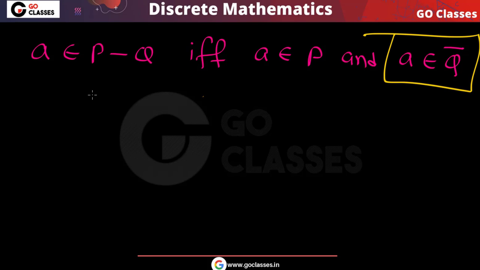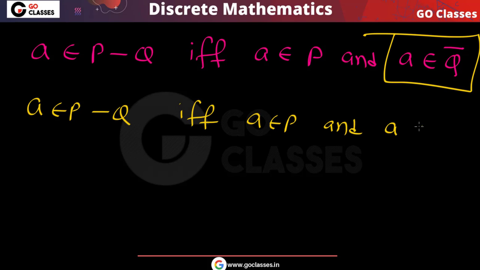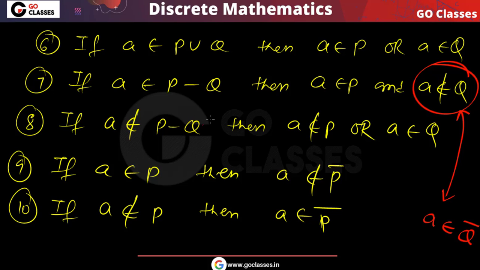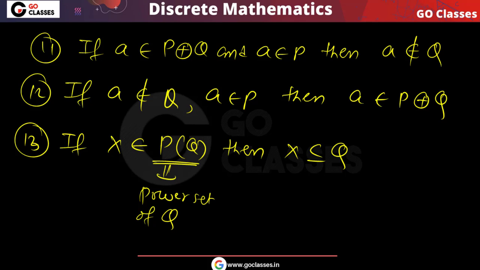This statement is the same as saying A belongs to P minus Q if and only if A belongs to P and A does not belong to Q. These two statements are actually the same. A does not belong to P minus Q means A does not belong to P, or A belongs to Q. If A belongs to P, then definitely A does not belong to P bar. If A does not belong to P, then definitely A belongs to P bar.